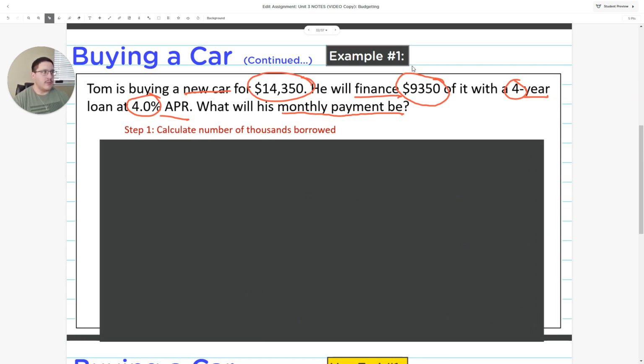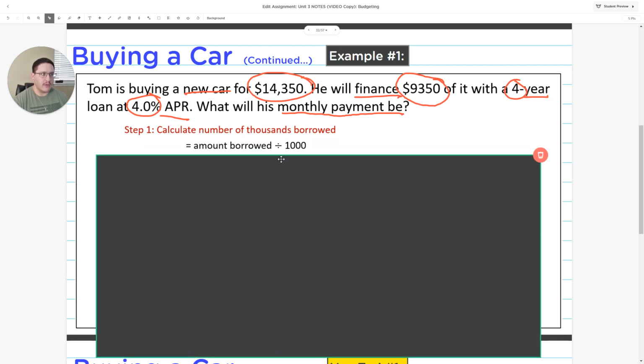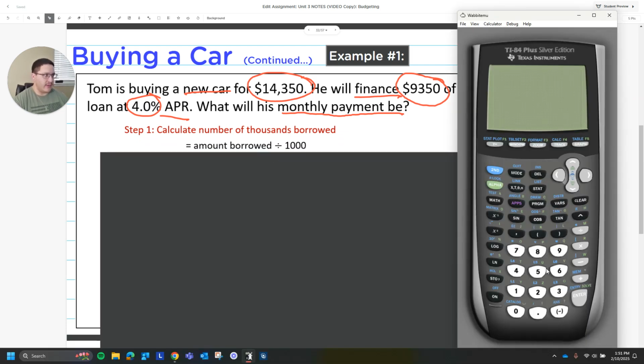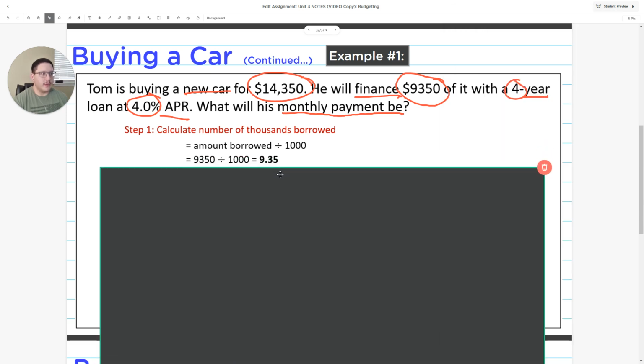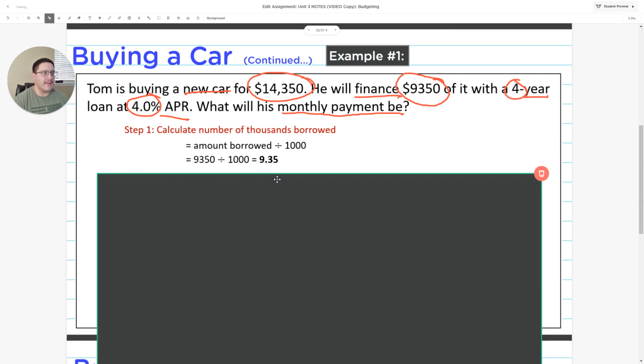So there's two numbers here. Tom is buying a new car for $14,350. However, he was only going to finance $9,350, which means he's basically making a $5,000 down payment and then financing the rest of it. So we're going to use this number right here to figure out how many thousands were borrowed. We're going to take the amount borrowed and divide it by 1,000. So $9,350 divided by 1,000 is 9.35. So he's borrowed about 9.35 thousands to purchase this car.